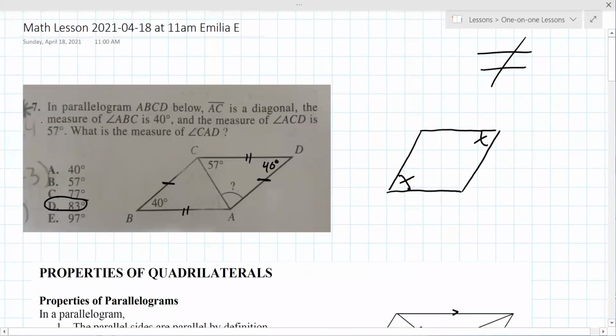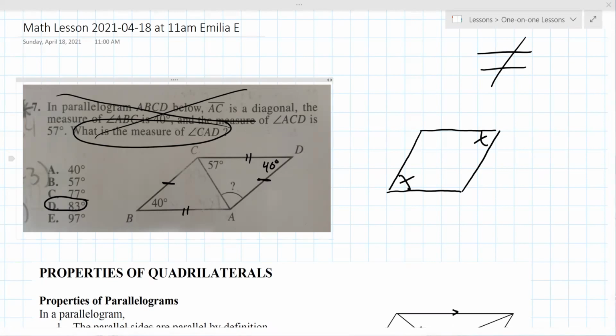So notice all the information here is in this picture. You almost don't even want to look anywhere else. What is the measure of C80? Oh, C80, that's that. And then you go. Now it's nice to know it's a parallelogram, but you're trying to save some time here.